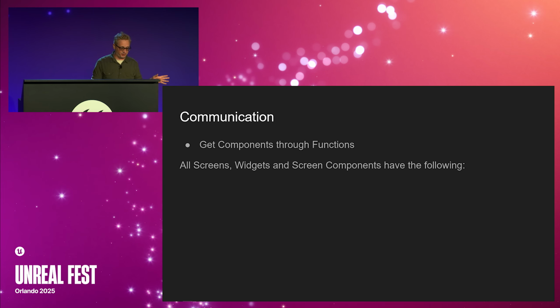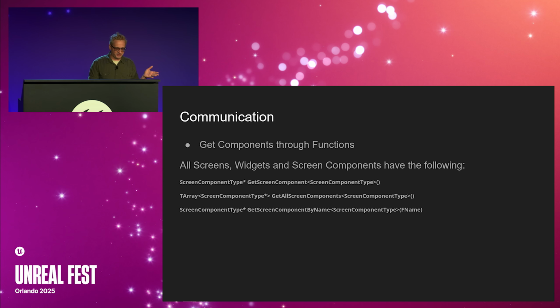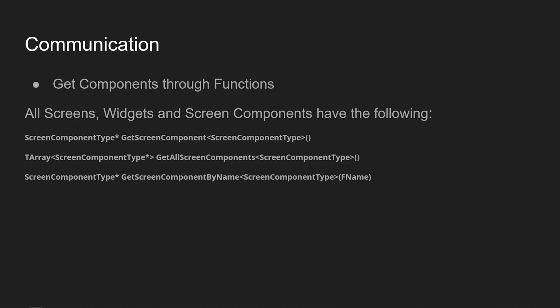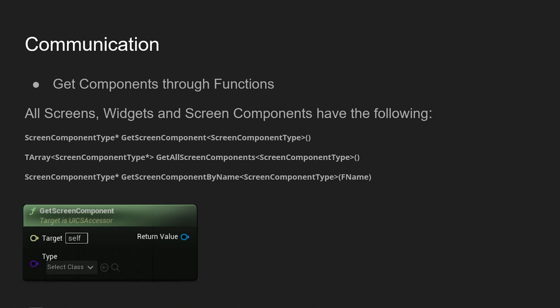You have to be on a screen, right? So if you're a screen, a widget, or a screen component, we're going to give you some functions for you to get screen components from the screen you're on. Like this one, get screen component: you give it a type, and it'll give you the first component of that type. There are a couple of variations on that to get things that are more specific. These are also all available in Blueprint as well.